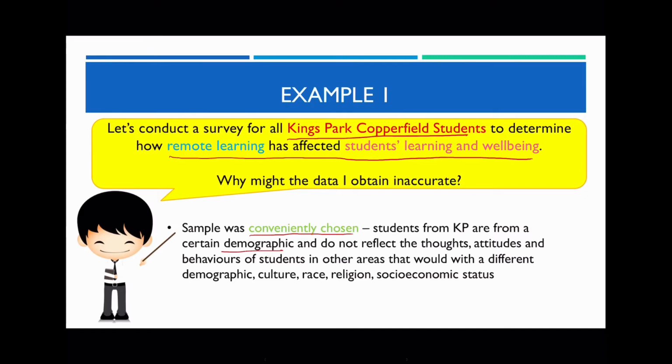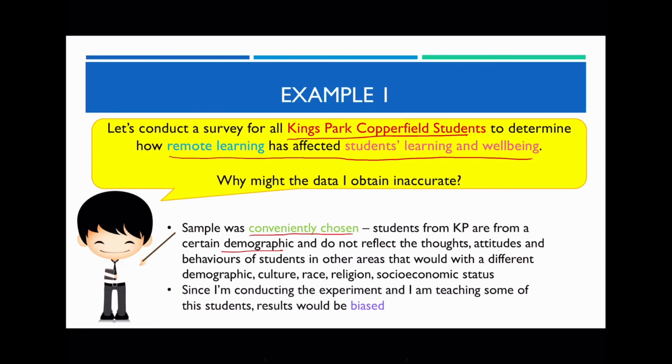So there might be a lot more Asians, or a lot fewer Asians, a few more white people, and so on. Different cultures, different races, different religions, and different socioeconomic status. Another reason why this is going to be inaccurate is that since I'm the one conducting the experiment and I'm teaching some of the students, the results are also going to be a bit more biased as well. So as a result, the data that I've generated from this survey is going to be inaccurate.